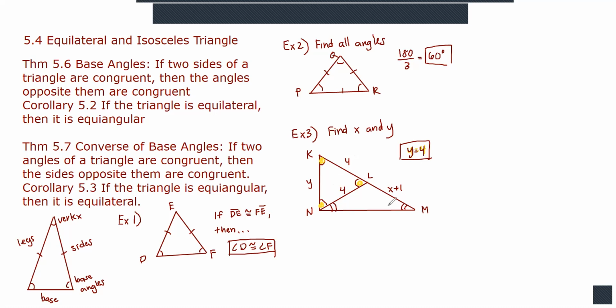Looking at this picture, since these base angles are congruent, their opposite sides should be congruent. So 4 equals x plus 1. Solve for x: subtract 1 on both sides, and x equals 3. Short and sweet.